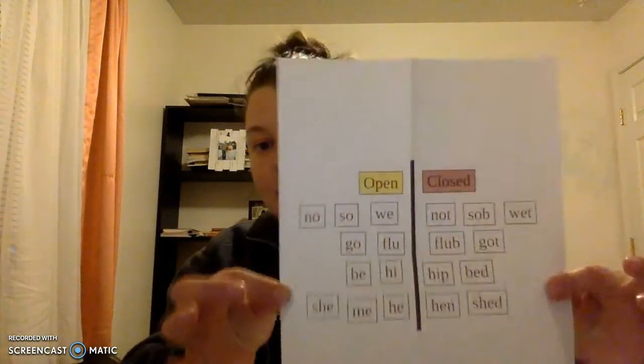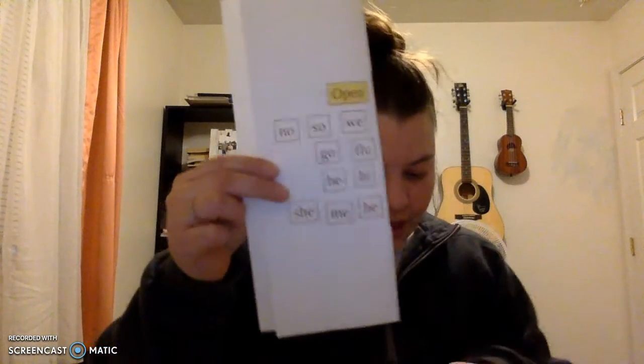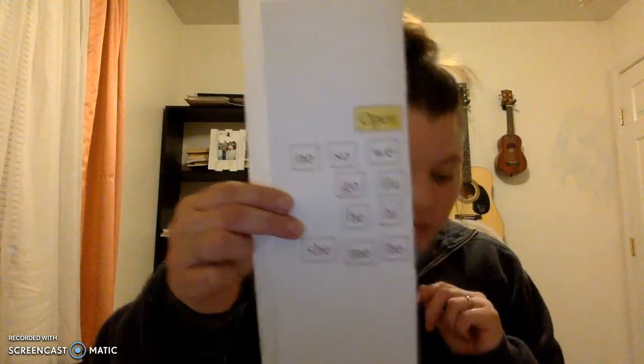Hello class! Today we're going to be going over syllable division strategies, okay? But first we're going to go over some open and closed syllable review, okay? So when we're looking at this list right here that I have, where are the vowels on the open side? That's right, they're at the end, right? Okay? So is the syllable open or closed?